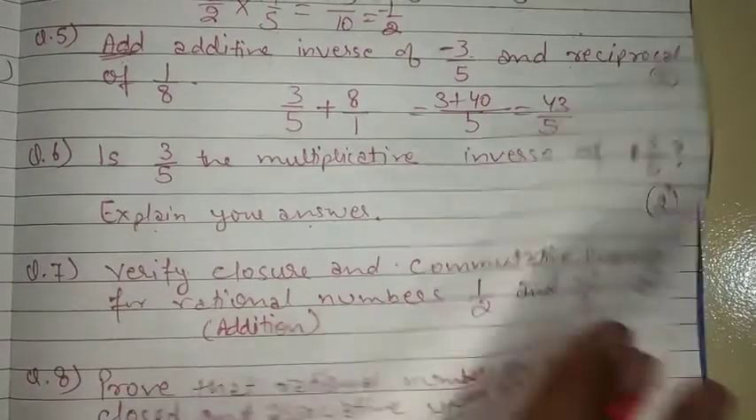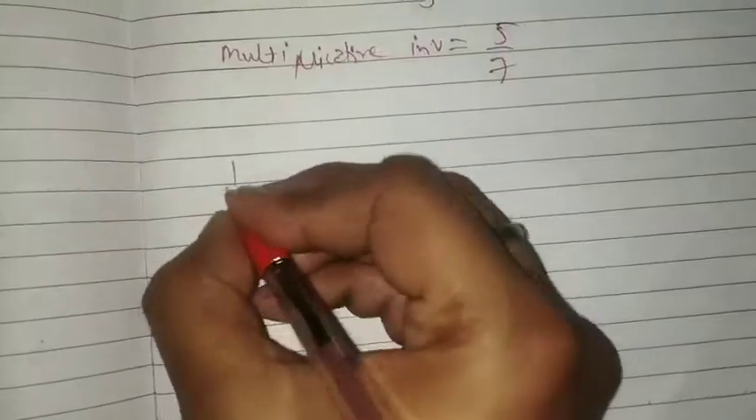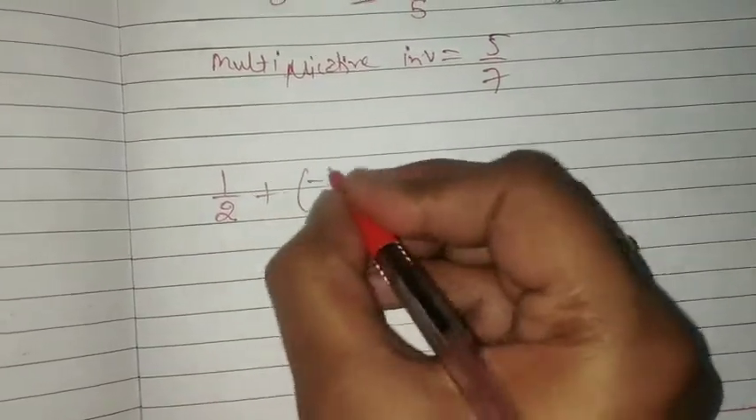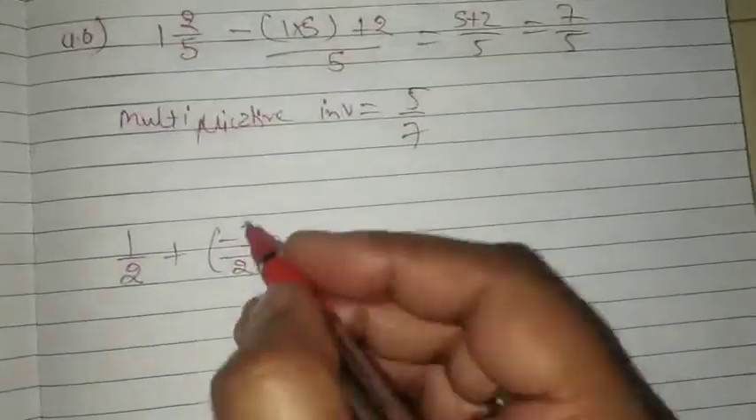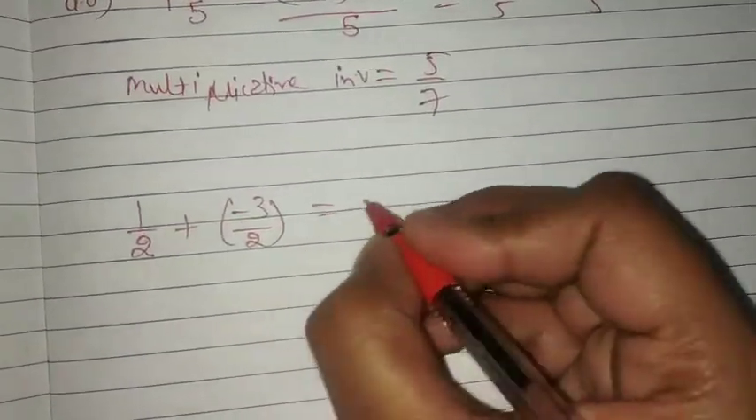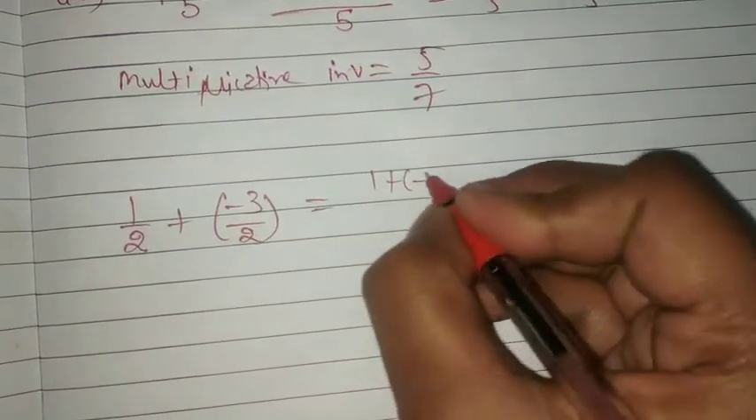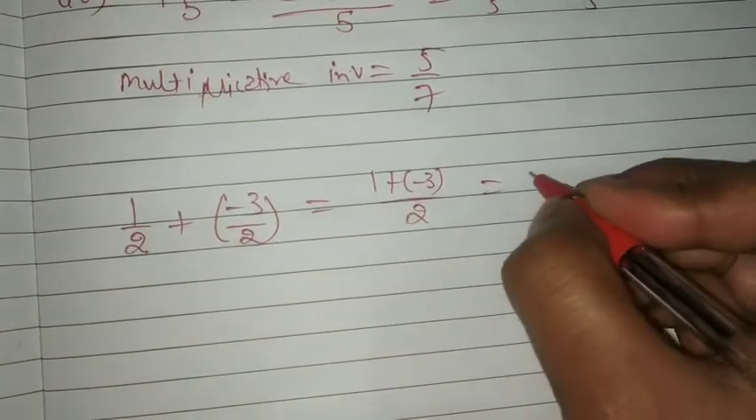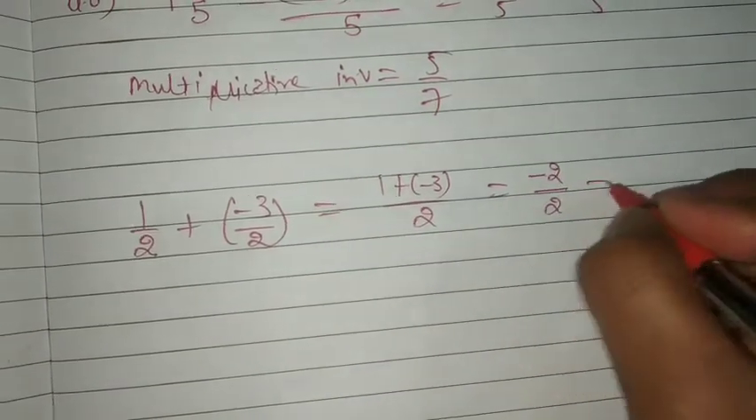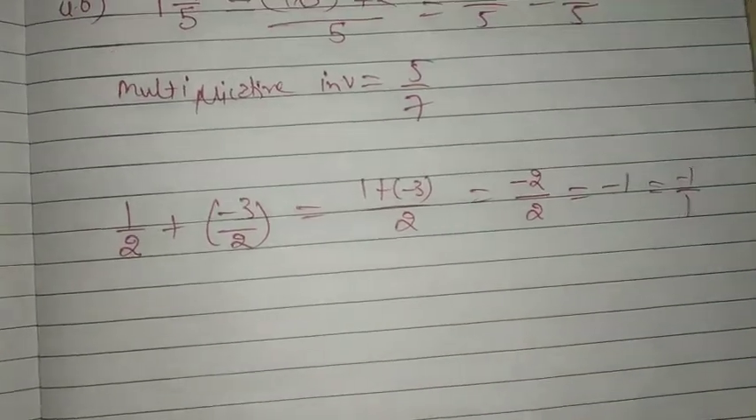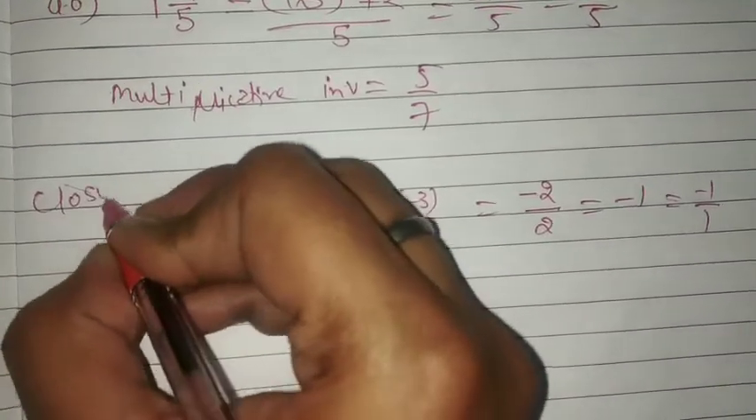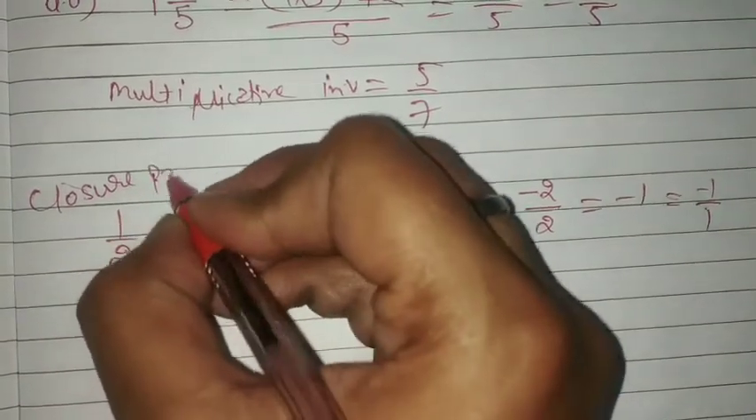So it's on addition. Now we all know the first rational number is 1 by 2 and the second is minus 3 by 2. So on adding, we will get 1 plus minus 3 by 2. So this is equals to minus 2 by 2, that is equals to minus 1, which is a rational number because it can be written as minus 1 by 1. Okay, so this satisfies the closure property.